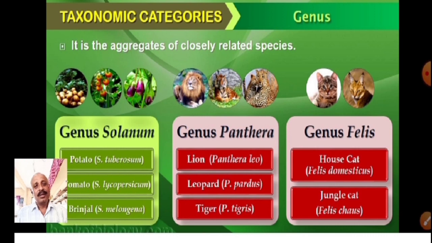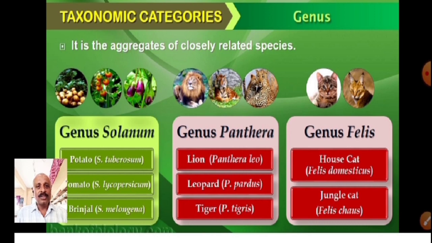In our last classes, we started seeing the taxonomic hierarchies. Total 7 steps are there. In that, we already completed the species. Species is a group of organisms that are able to reproduce within them and give fertile offspring.